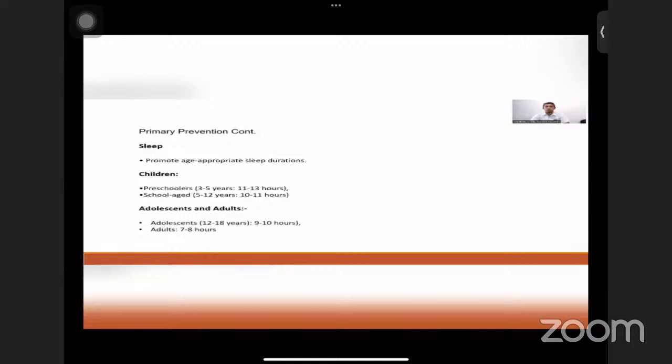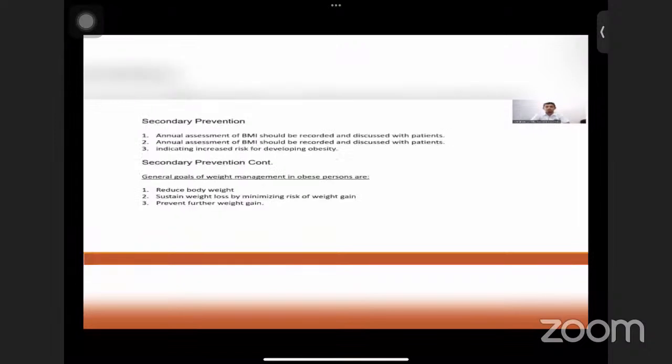Sleep. Promote age-appropriate sleep durations. Children: preschoolers, 3 to 5 years, 11 to 13 hours of sleep. School age, 5 to 12 years, 10 to 11 hours. Adolescents and adults: adolescents, 12 to 18 years, 9 to 10 hours. Adults, 7 to 8 hours.